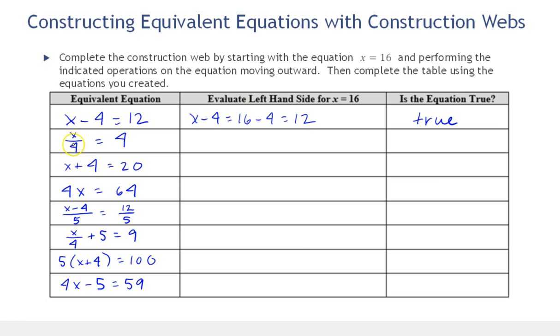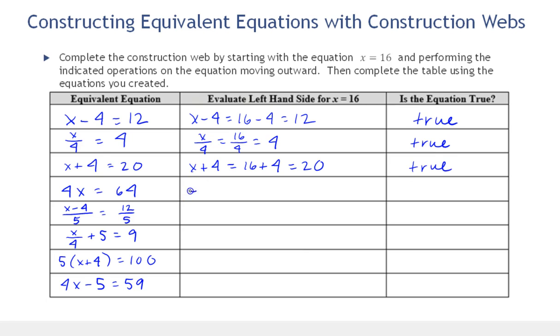Now here the left-hand side is x over 4. I'm going to replace x with 16 and evaluate. 16 over 4. 16 divided by 4 is 4, and that's equivalent to the right-hand side of the equation. So the equation is true. Here we have x plus 4. Now I'm going to evaluate when x is 16. And 16 plus 4 equals 20. And the right-hand side is 20, so this is true.